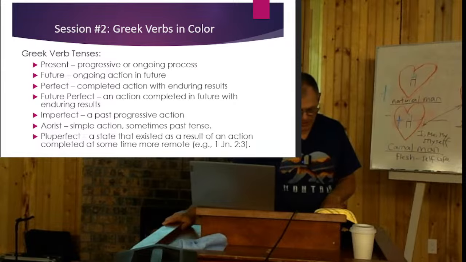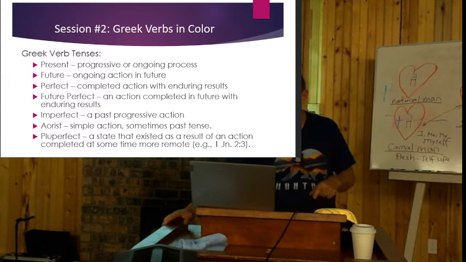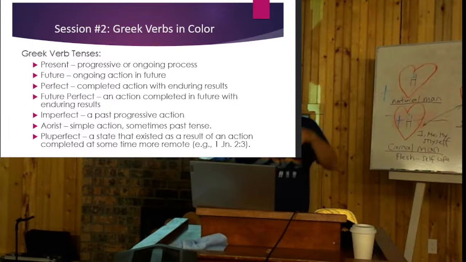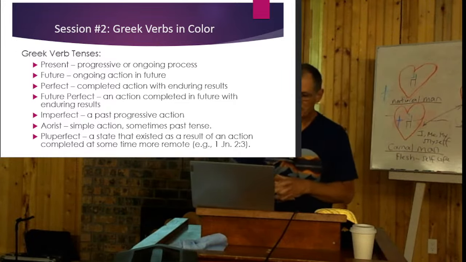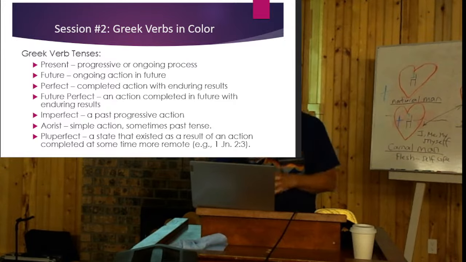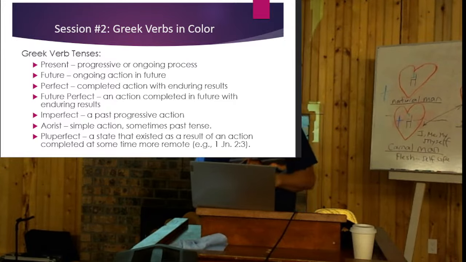Now by this, we know that we know him if we keep his commandments. See how it's built on something else? Something has to happen for the other thing to happen. And that's the idea of the pluperfect, a state that existed as a result of an action completed. Not used very often. So these are seven verb tenses. Six moods, seven tenses. In English, we have three tenses, right?